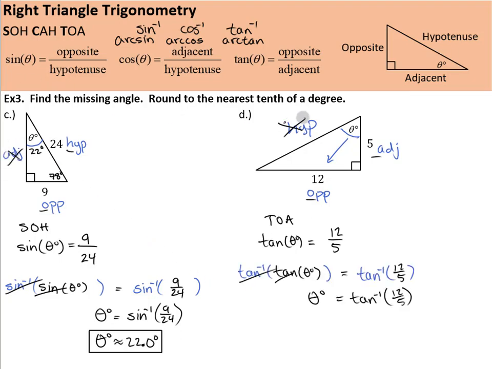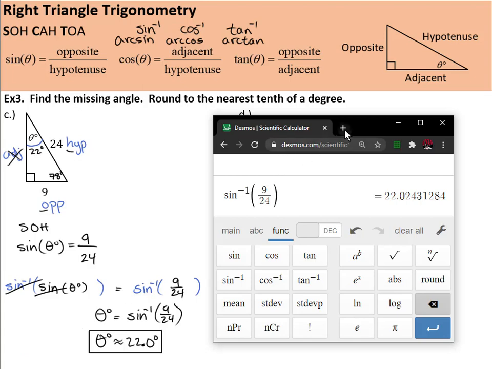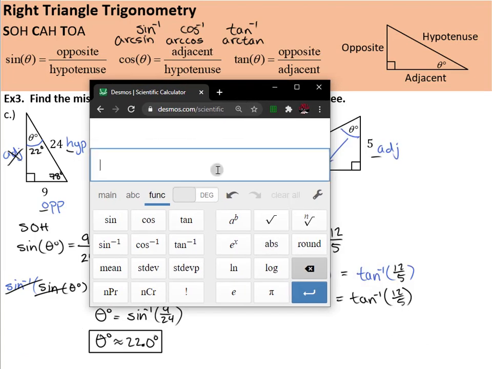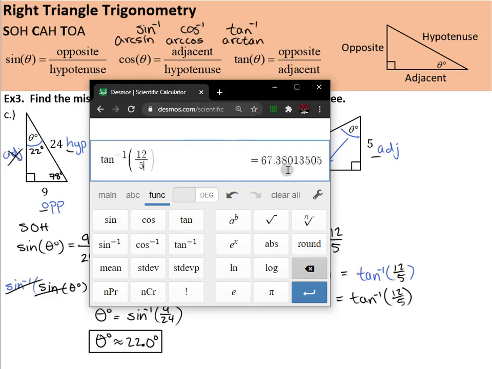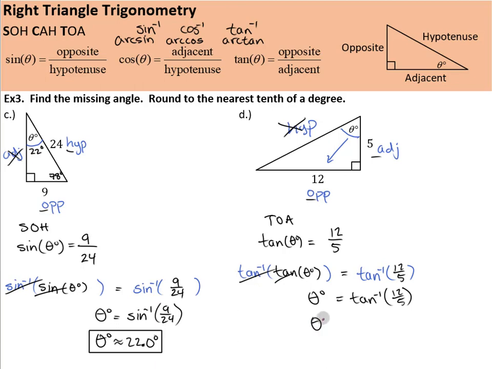Okay, so we get theta is equal to the inverse tangent of 12/5. So once again, we go to Desmos, we type this in, inverse tangent of 12 divided by 5, and we get that our missing angle, going to the nearest tenth or 1 decimal for angles, is about 67.4 degrees.